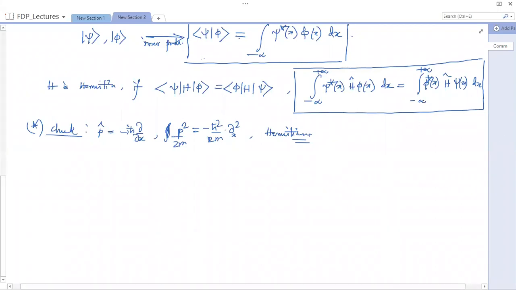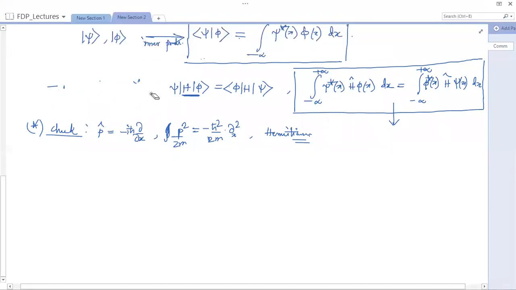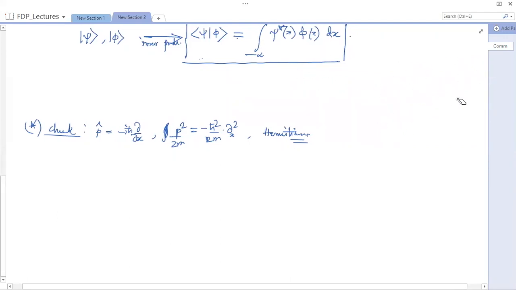Actually, you can write it in a simpler form. Basically the operator H on phi. Yeah, let me correct it here a little bit.